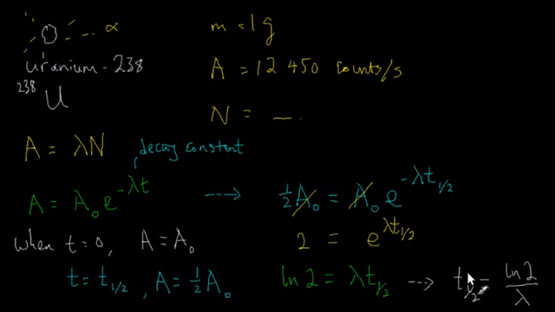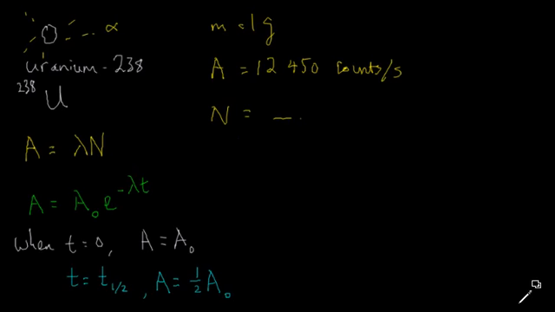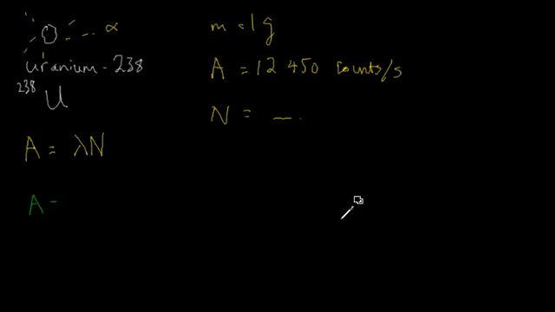Okay, so let's remember this formula. T half is log 2 over lambda. Okay, I shall write it down here. T half is equal to log 2 over lambda. So now let's try and find lambda. So as I said, we must first find n.